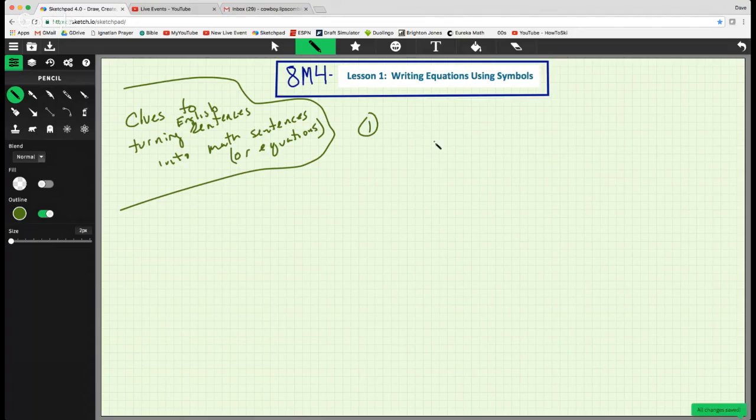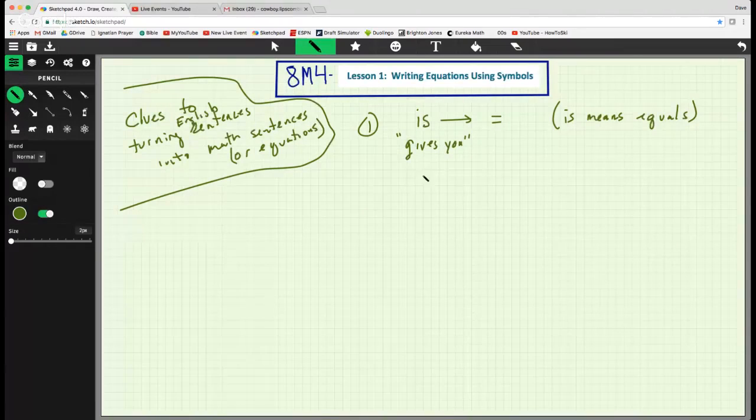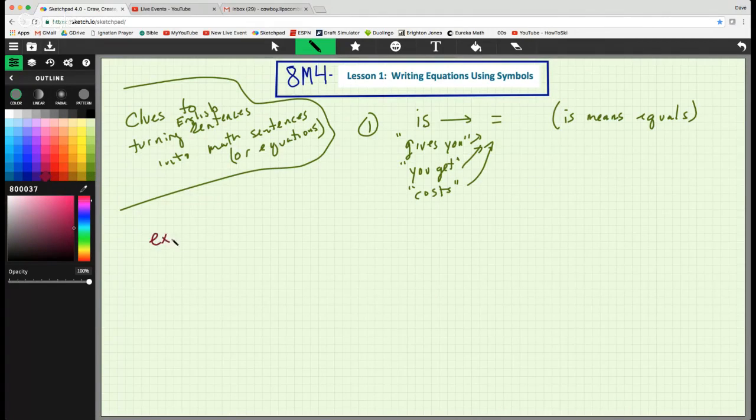And this is key, and this is the idea that is means equals. And there are a couple other words that are like is, and those are gives you, or you get, or costs. These things all mean equals. So let's give you an example. Let's do some examples here, and let's switch colors because I like switching colors.